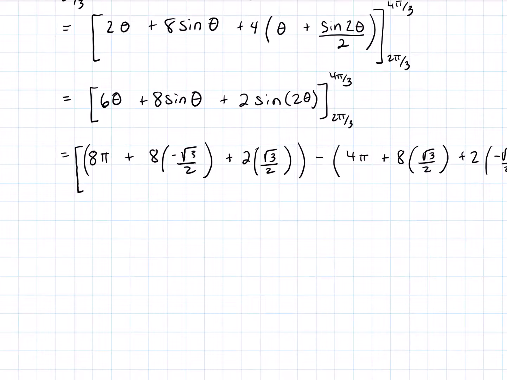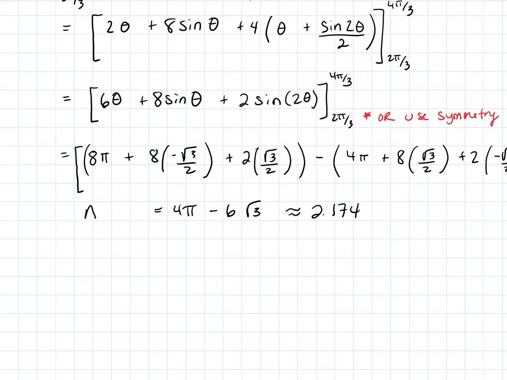Okay, and that right there would have been kind of the nice reasoning why we might have wanted to use some symmetry. Definitely plugging in pi right there might have been a little bit nicer here. And ultimately I end up with, you'll just trust me on this, I did it ahead of time, 4 pi minus 6 root 3, or approximately 2.174. And that is my area. Area of the inner loop.